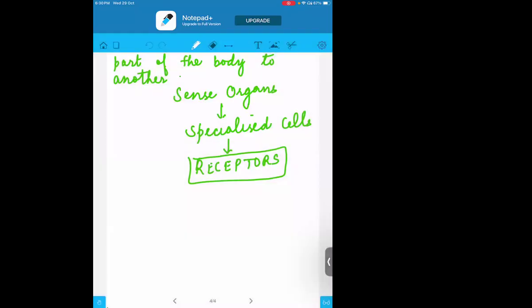Now moving to the second one. This receptor also I'll be teaching you in depth, what the different types of it are. But let us first complete the functions, okay? The second thing is the control and coordination.